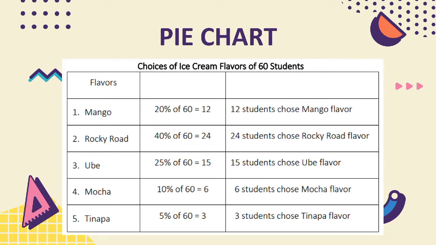So for number 1, 20% of the students chose mango. We are going to get the 20% of 60, which is the total number of the students, and that is equal to 12. So 12 students chose mango flavor. Same with Rocky Road, we are going to get the 40% of the 60 students, and that is equal to 24. For number 3, we are going to get the 25% of the 60 students, and that is equal to 15. For mocha, 10% of the total number of the students, which is 60, and that is equal to 6. And for tinapa, we have 5%, and that is equal to 3.